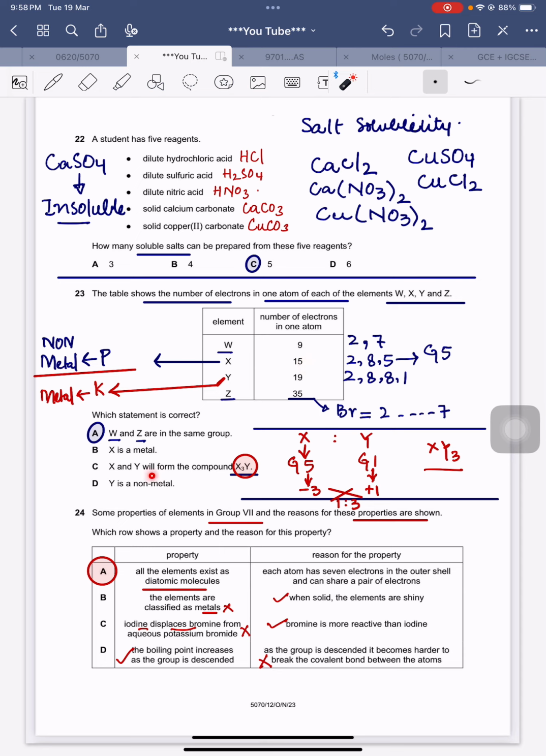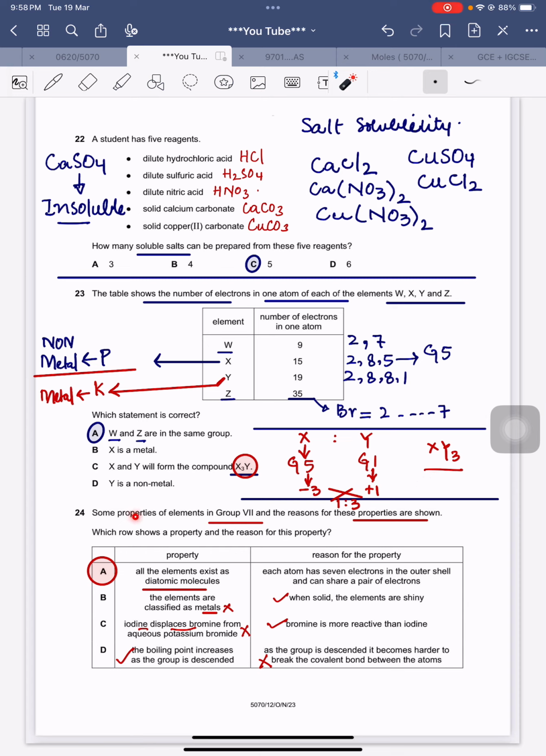What about C? X and Y will form the compound X3Y. Let's see. X is a part of group number 5. From this electronic configuration we now know that X is a part of group number 5. Y is a part of group number 1. How? Because Y is 2, 8, 8, 1 and it is group number 1, so we are writing group number 5 minus 3, group number 1 plus 1, and cross multiplying these numbers as I have taught you how to develop the formula of the ionic compound. It is 1:3, it means XY3. They are saying X3Y, but the formula which we are calculating from all this working is XY3. So it means that C is the wrong option.